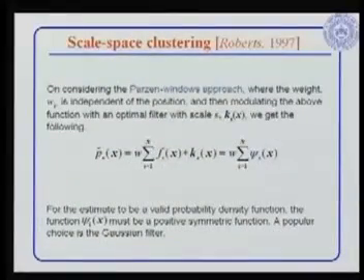On considering the Parzen windows approach, where the weight w_i is independent of the position, and then modulating the above function with an optimal filter with scale s, we get the following form. This is the probability distribution function for scale space clustering. For the estimate to be a valid probability density function, the function psi_i(x) must be a positive symmetric function, and a popular choice of this is a Gaussian filter.